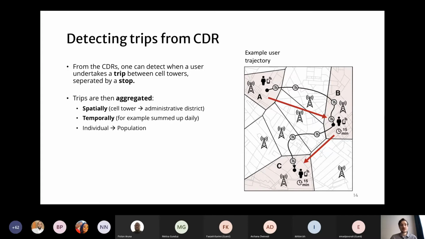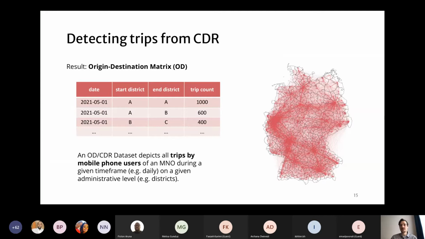And they are most often aggregated from the individual to the population. So you cannot really follow the trajectory of one single user, as I've shown here, but you count all the trips in the population that take place between region A and B. And so the result of this is a data set such as you see here on the right for Germany, which is often called an origin-destination matrix or a traffic matrix in literature, which basically tells you how many people move between regions on a given day.